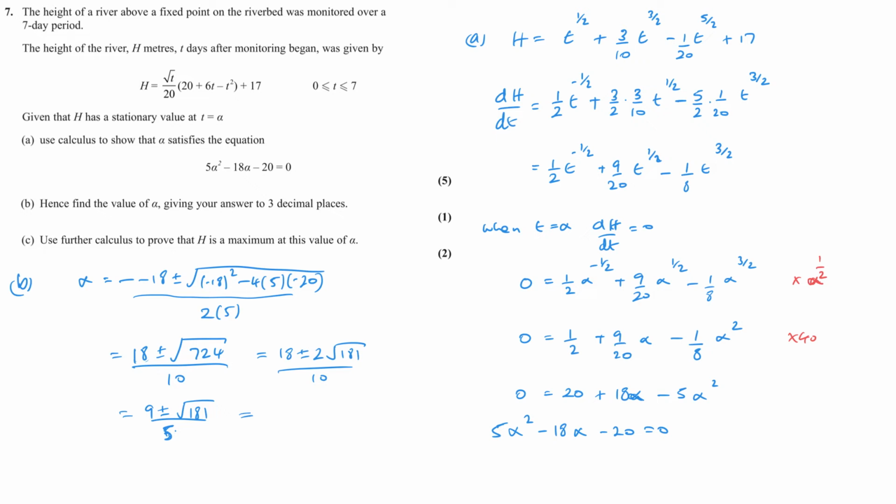And it's to 3 decimal places. So it's 4.491. Obviously using the positive value there because it's the height of a river above a fixed point on the river bed. Okay, so it's got to be positive.